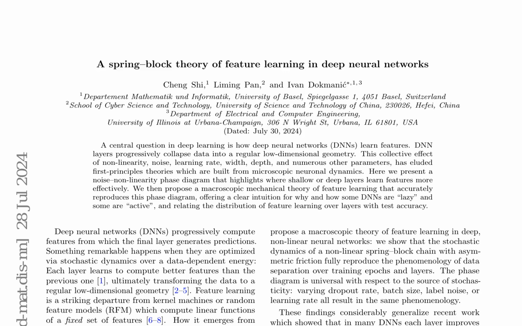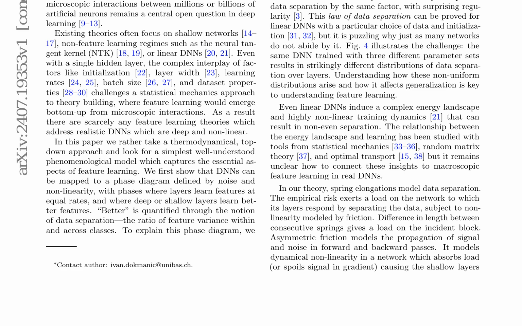The paper presents a novel theory of feature learning in deep neural networks, proposing a spring block model that accurately captures the dynamics and phase diagram of feature learning. This theory is based on the concept of data separation, which measures the ratio of variance within and across classes in each layer. The authors show that DNNs define a family of phase diagrams, where increasing nonlinearity results in increasingly concave load curves, with deeper layers learning better features.